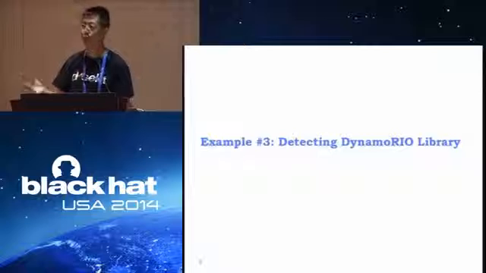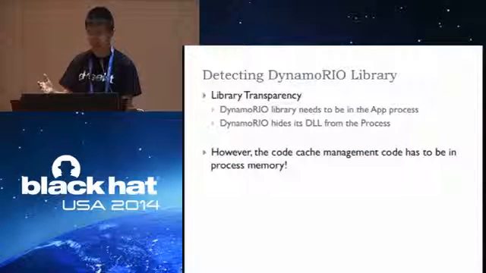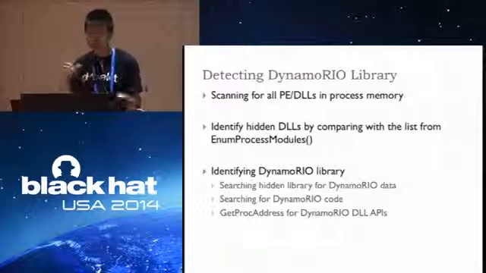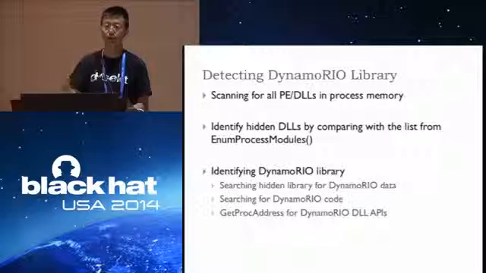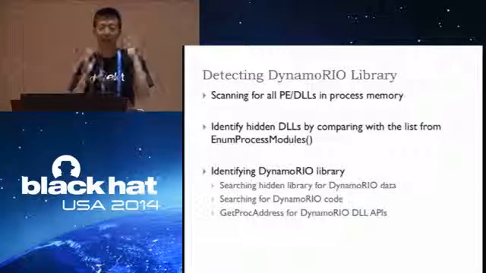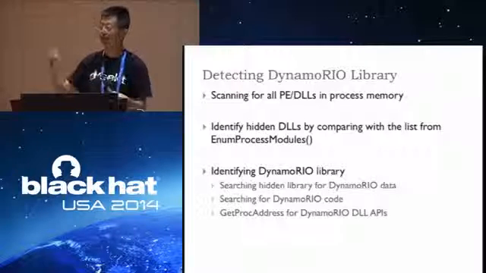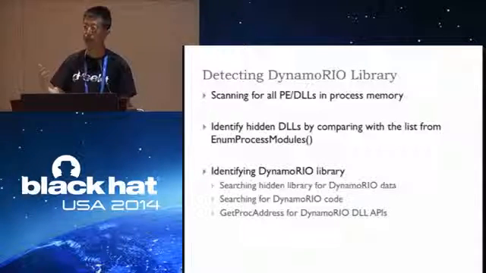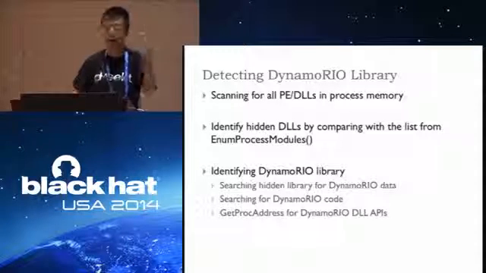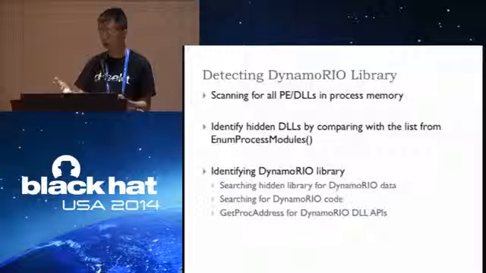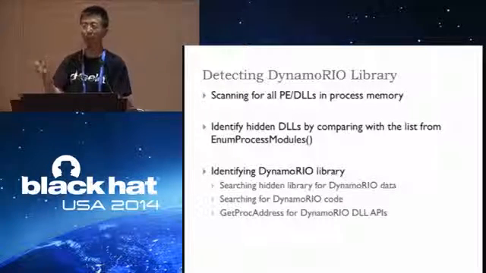And one more quick example. If you remember early on, I told you that DynamoRIO tried to hide the library. In fact, what happened is that DynamoRIO hides the library, but if you try a brute force search of all the PE headers in the process, and then compare what you got with the list from the new process module, and it doesn't match, there's a hidden DLL. If you also search for some fingerprint in there, you might also be able to expose it. Okay, those are some examples that I showed, and most of them are easy to fix.